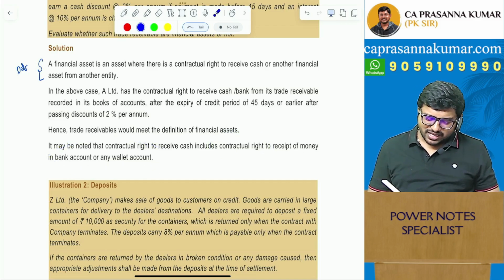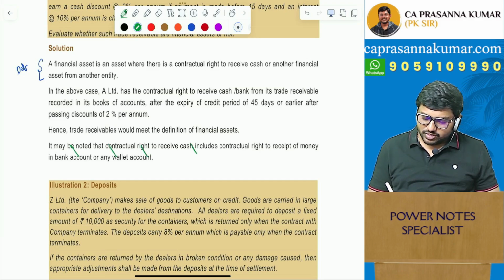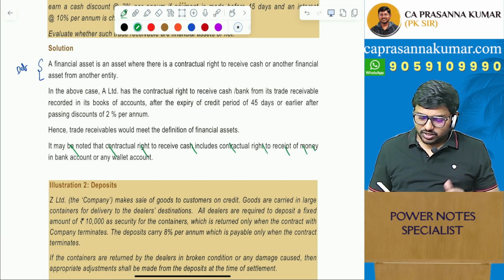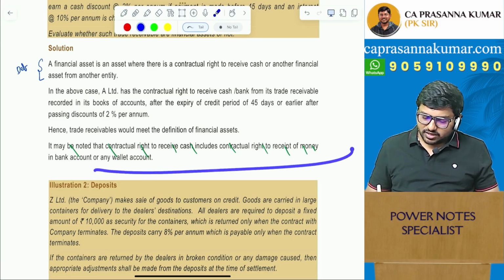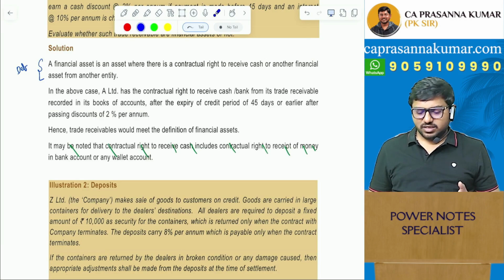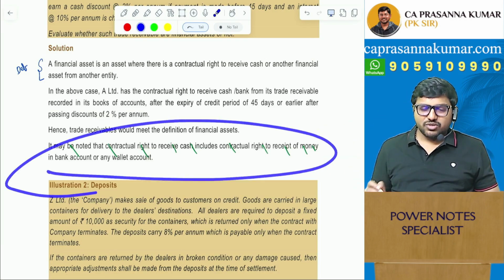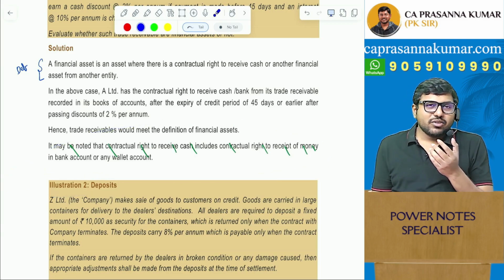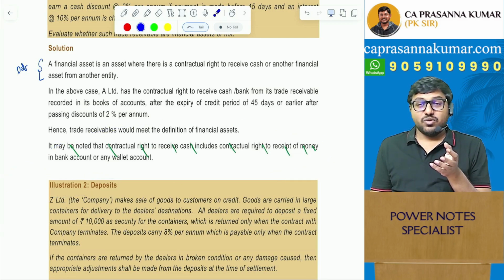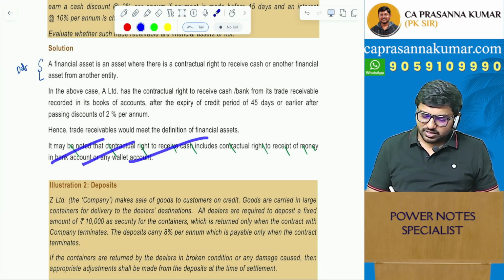It may be noted that contractual right to receive cash includes contractual right to receive money in the bank or wallet account. I think this sentence is not necessary. Some students wonder how you can even think of this kind of sentence being part of the answer. Sometimes ICAI gives you a sentence out of nowhere, with no justification. He's just trying to tell you that right to receive cash means cash coming into your bank account, or bank transfers, also come under that. That we anyway know, since cash or bank balance is in the definition itself. So there is no need of this sentence.